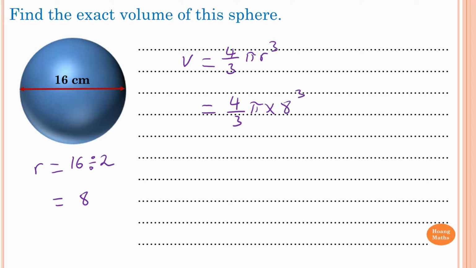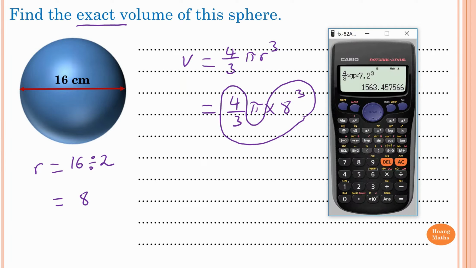Now because we need to find the exact volume, all we need to do is type this in the calculator. So which is 4 over 3 times 8 to the power 3. So I just bring the calculator up. So 4 over 3 times 8 to the power 3, which is cube. So this is it, 2048 over 3. So do not forget the pi as well.